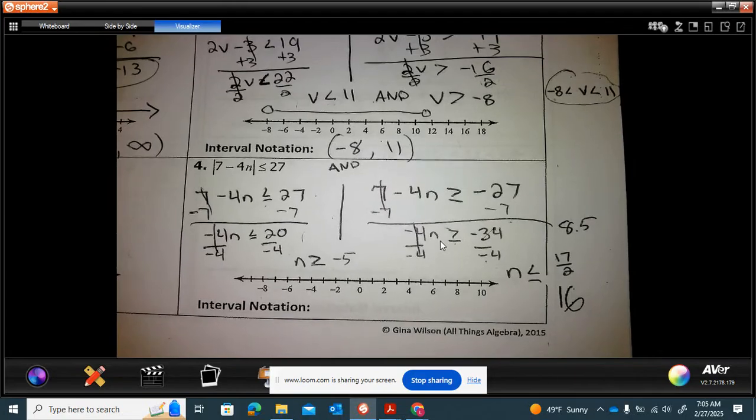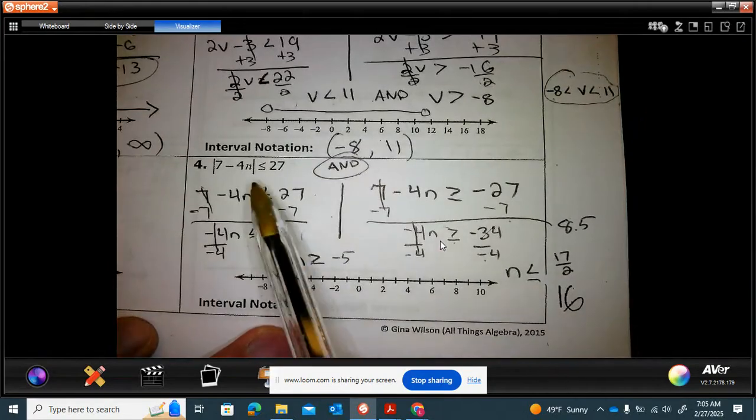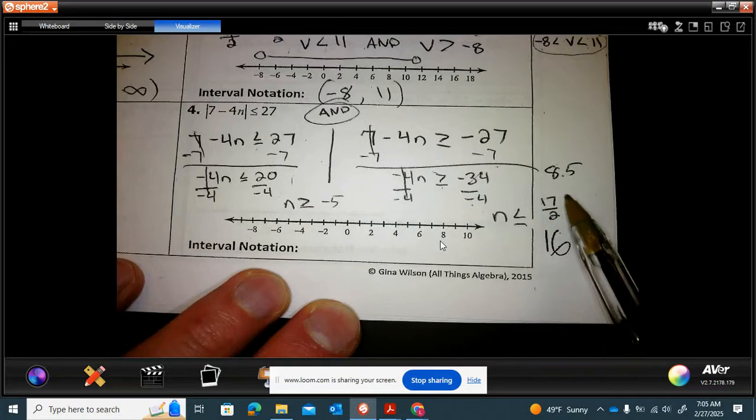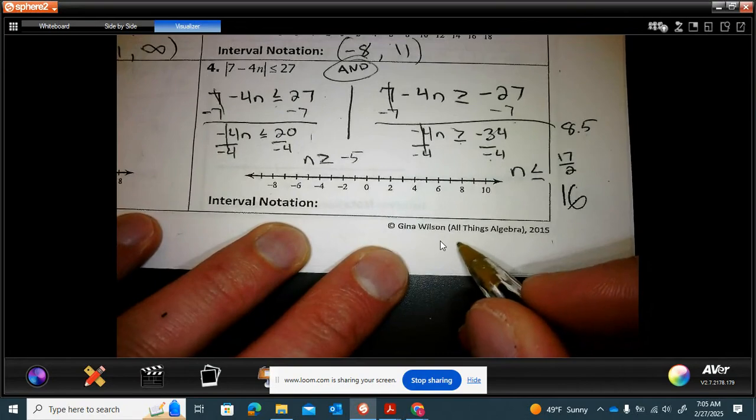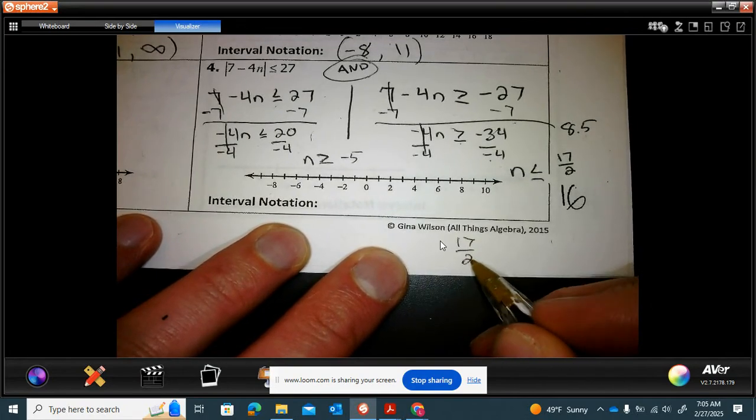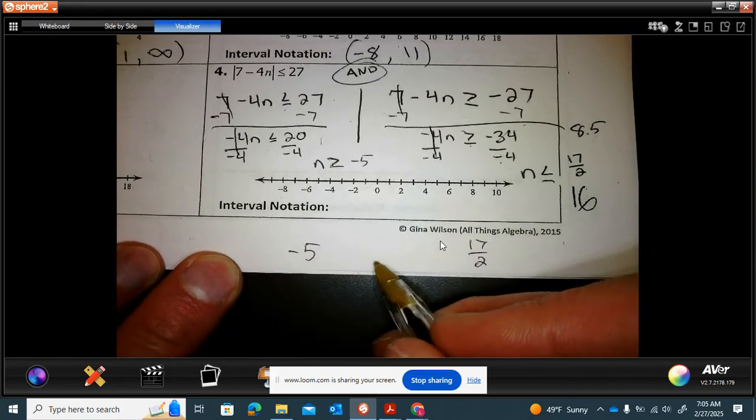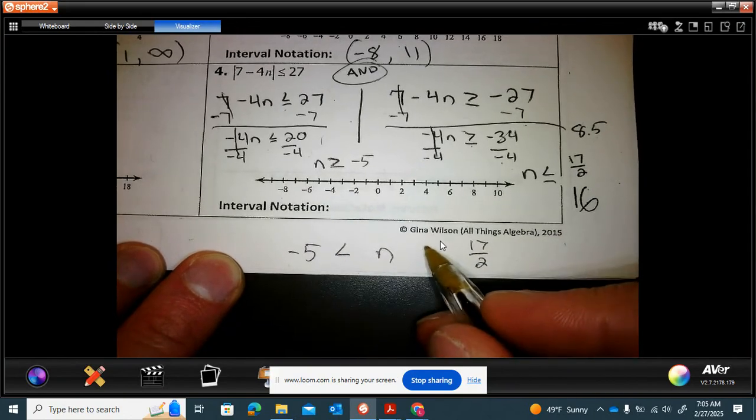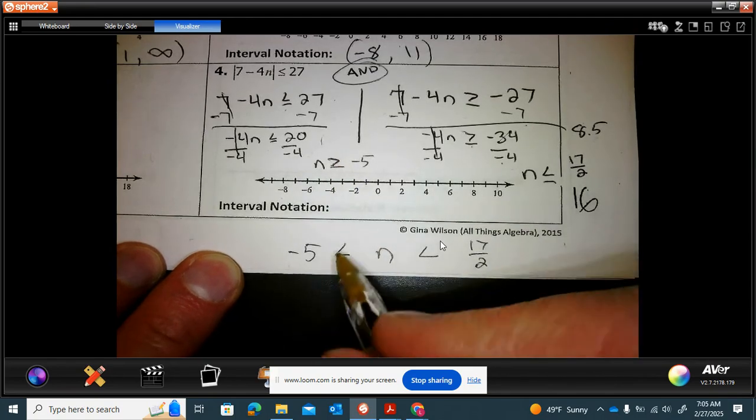So again, I'm going to have an and, right? That's what we decided at the beginning because it's less than or equal to. And so the way you write this, 17 over 2 is the same thing as 8.5. That's the bigger number. So 17 over 2 goes on the right side. -5 goes on the left. I always put my variable in between. My inequality symbols always go in that direction. And then at -5, there's a line underneath it. And at 17 over 2, there's a line underneath it.